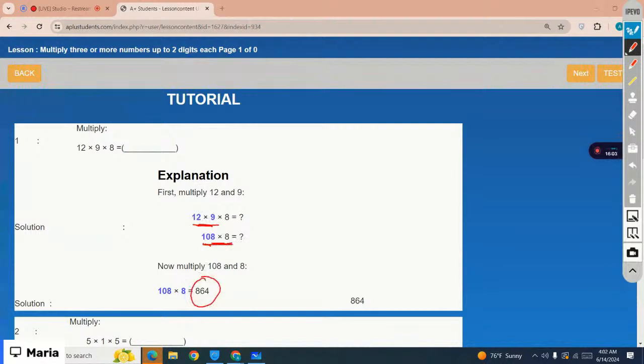Got it? So if there are three numbers, four numbers, or five numbers, you just have to make the pairs and multiply them in the form of pairs. The product of the first two numbers, then multiply by the third number, then the product of the first three numbers multiplied by the fourth number, like this, right? Let's just start with the test questions.